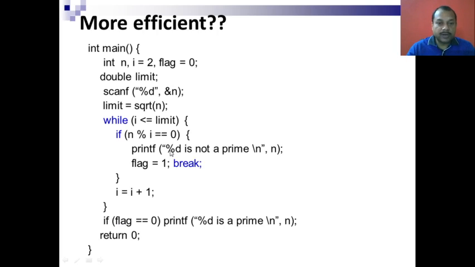Okay, that way what I can do, instead of printing here also, I can print completely outside at this position, that if flag equals 0, then it's a prime, else it's not a prime. Or what I can do is write if flag equals 1, then it is not a prime, else it is a prime. Okay.